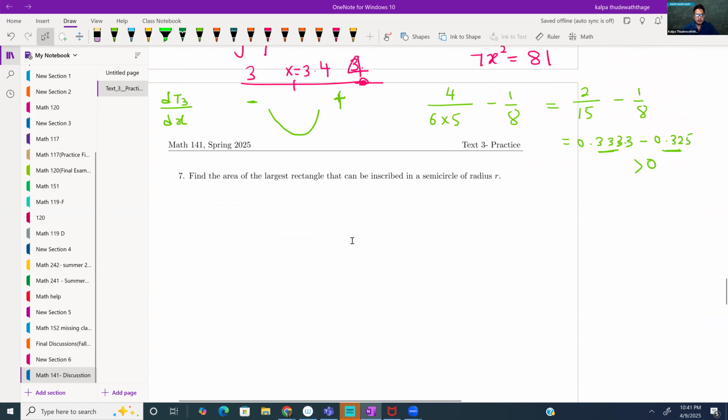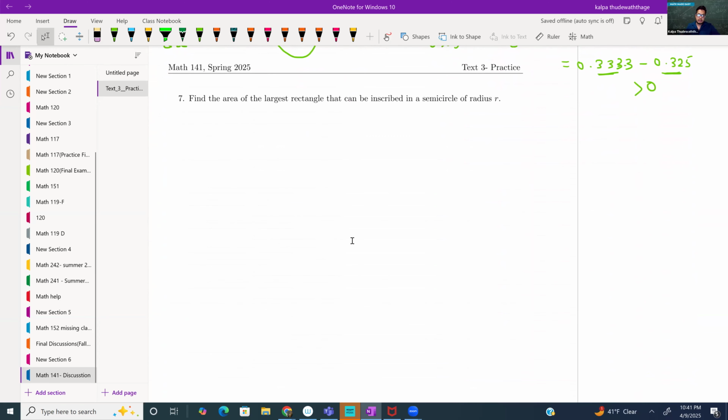Okay, right. Find the area of the largest rectangle that can be inscribed in the semicircle. So let me see if I can find a semicircle.